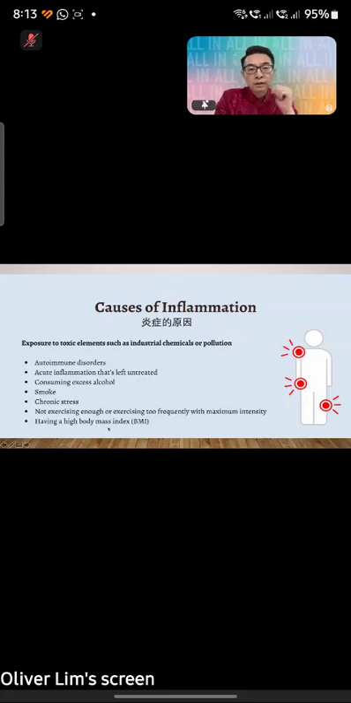And of course, having a high body mass index. High body mass index is a diplomatic word. The non-diplomatic word is called pui, fat. Down here I can say, in the US, I must say high body mass index. In Singapore, I can say pui, fat. So if we are overweight, inflammation happens. It's also one of the causes.